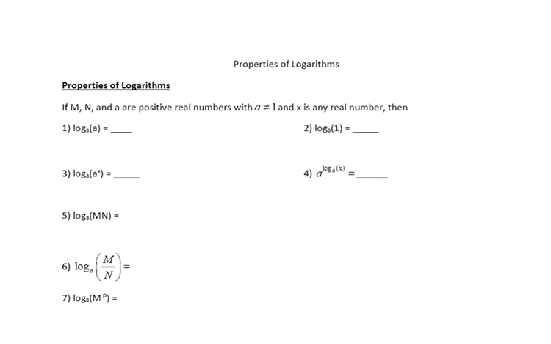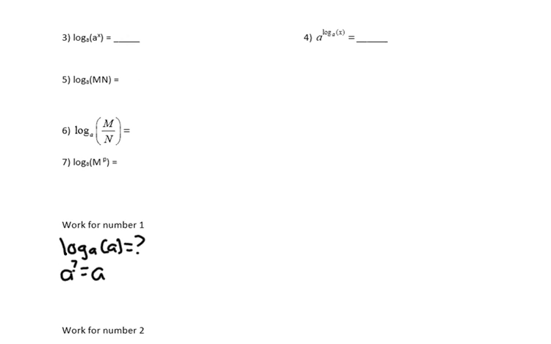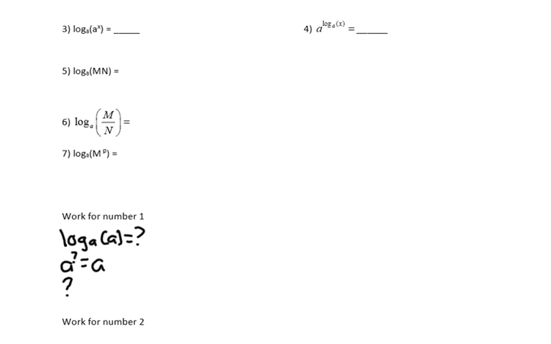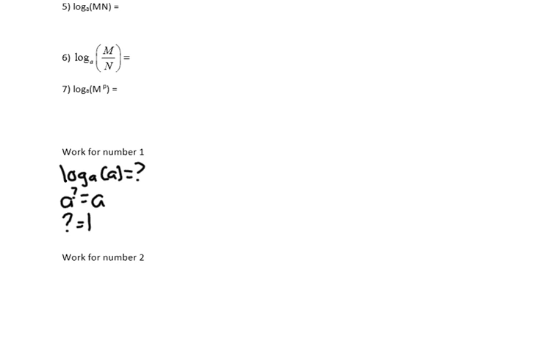So let's start with the work for number 1. We've got log base a of a equal to, well, let's call this question mark. Now I can write this as an exponential. So that's a to the question mark is equal to a. Well, the only thing that makes sense in this particular case is question mark equals 1. So log base a of a is equal to 1.